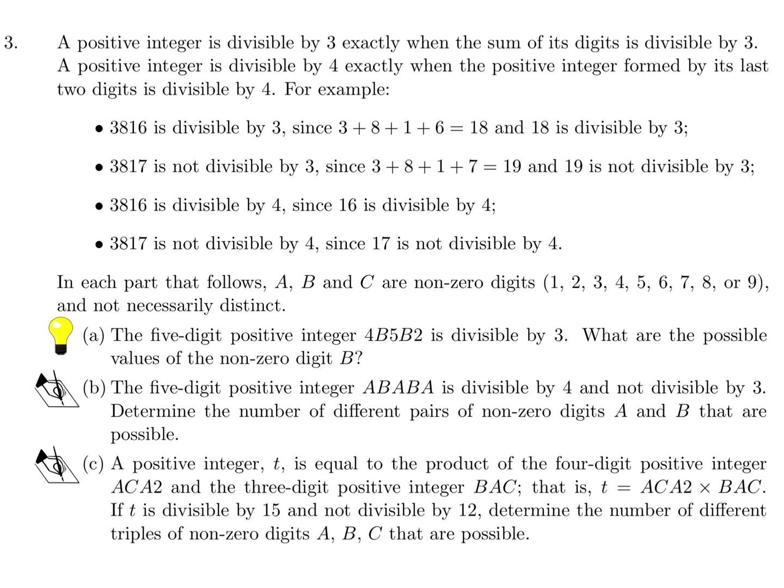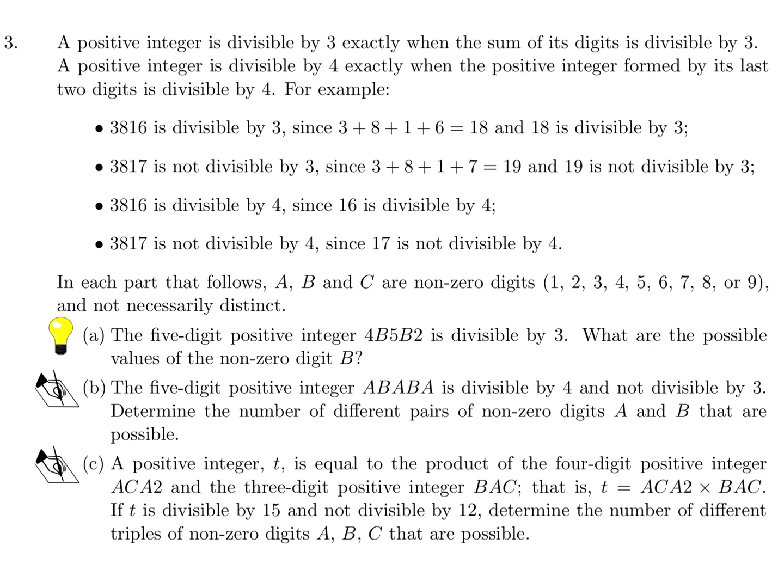A positive integer is divisible by 3 exactly when the sum of its digits is divisible by 3. A positive integer is divisible by 4 exactly when the positive integer formed by its last two digits is divisible by 4. For example, 3816 is divisible by 3 since the sum of its digits is 18 and 18 is divisible by 3. 3817 is not divisible by 3 since the sum of its digits is not divisible by 3. 3816 is divisible by 4 since 16 is divisible by 4. 3817 is not because 17 is not.